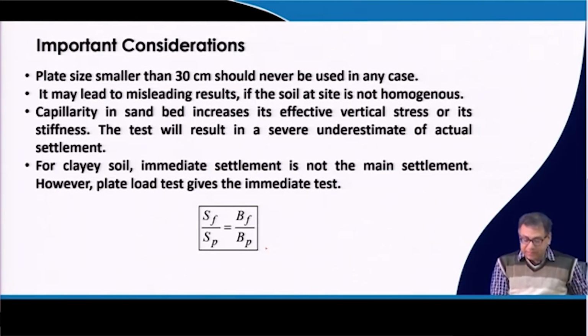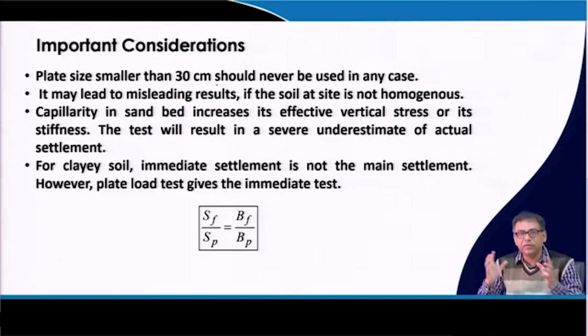Now, for clayey type of soil, this is the equation: SF by SP is equal to BF by BP. These things I have already mentioned, that you should not use a plate size less than 30 centimeter, and these are some notes that you should remember. It may lead to misleading results if the soil at the site is not homogeneous, because this is one of the limitations of this test. If the soil is homogeneous, then it is okay, no problem, because your influence zone will be one particular soil only, and you will get the bearing capacity or settlement for that particular soil itself.